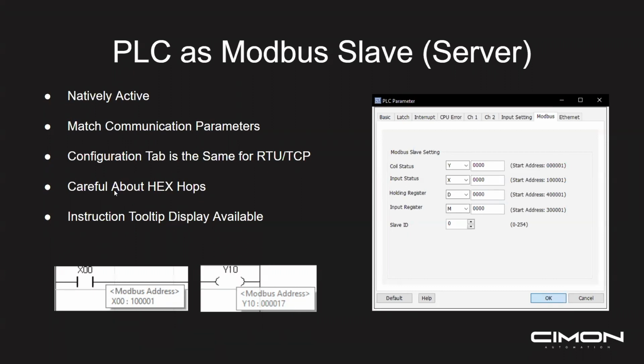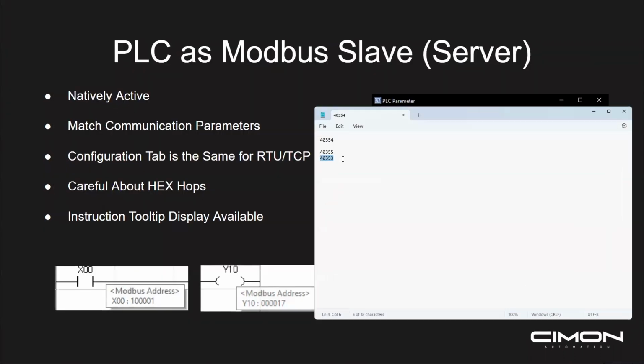And that's why I give this helpful tip: careful about the hex hops. In Mitsubishi or Omron PLCs, and the CIMON PLC, the data register is hexadecimal based. Instead of showing 10 through 15 for the bits, we go A, B, C, D, E, F. That can be misleading when you're using ModBus, because A is actually your 10, which would be ModBus 11, and then B would be 11, being ModBus address 12. I'm going to show that on the notepad real quick to be more explicit.